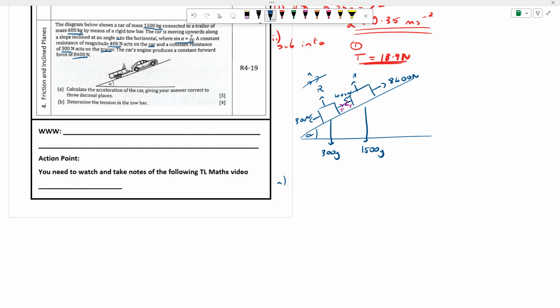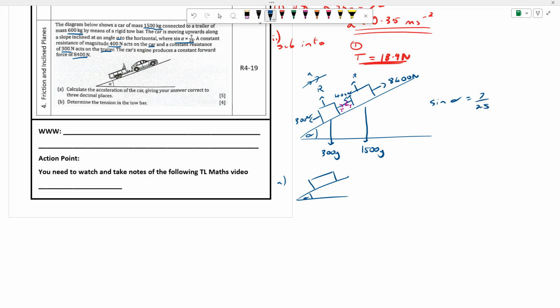So for part A, I want to find the acceleration. So what I'm going to do for part A is consider the whole thing together, like it was one unit, because if I do that, these tensions are going to cancel each other out. Because going up, I've got tension, and going down, I've got the same tension. So those two are going to cancel each other out. So what I can do is one big block. I'm also going to write sine alpha is 7/25 here to help me.